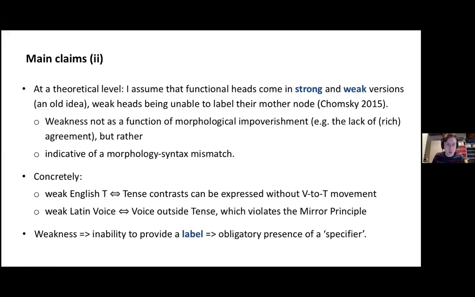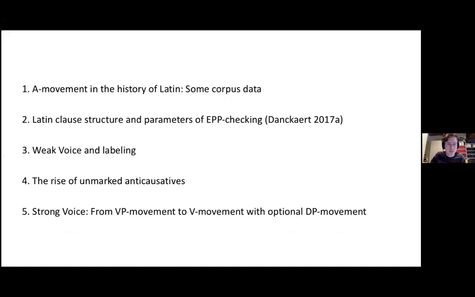And then I will more or less faithfully follow Chomsky by interpreting this weakness as the inability to provide a label, and that in turn is associated with what you could call EPP effects, the obligatory presence of a specifier phrase. So after this short introduction, just an overview of the structure of the talk.